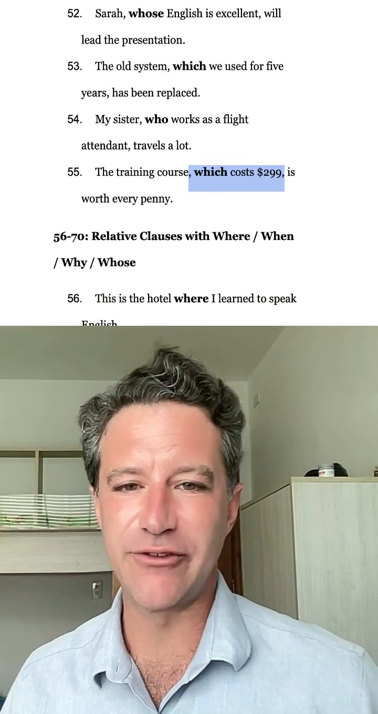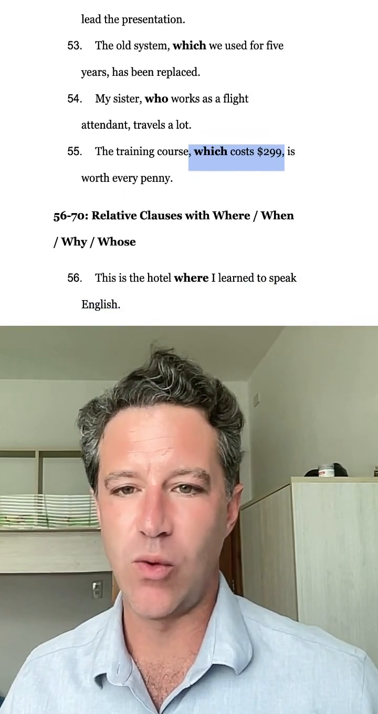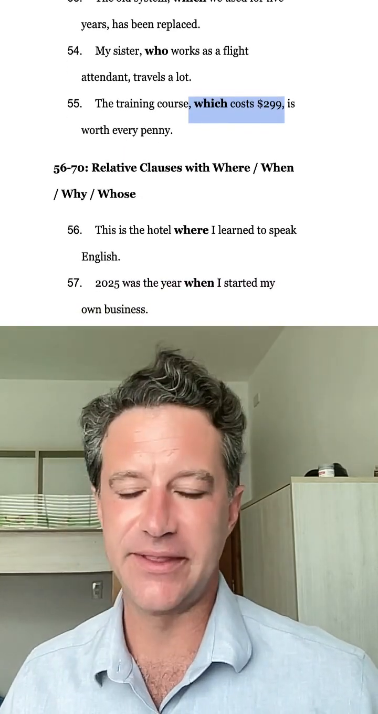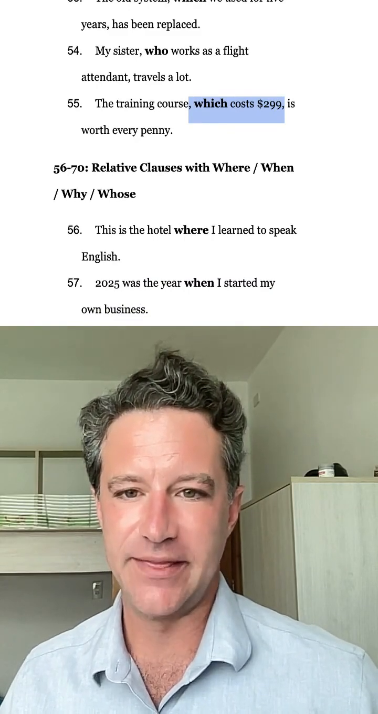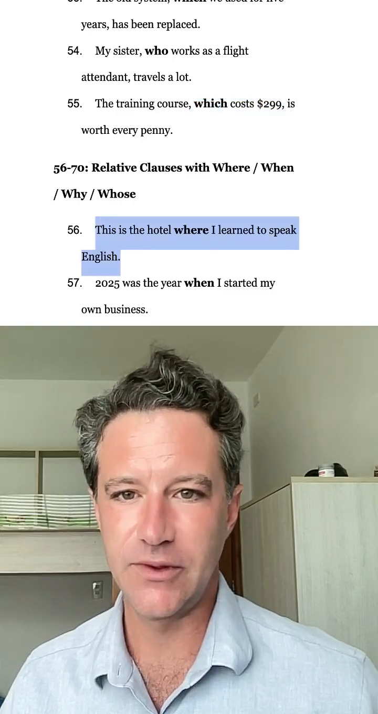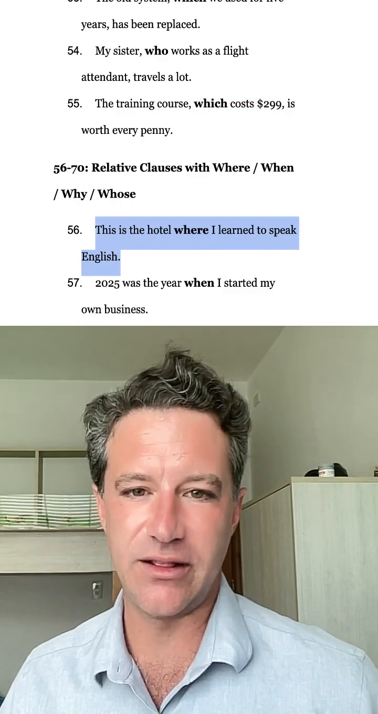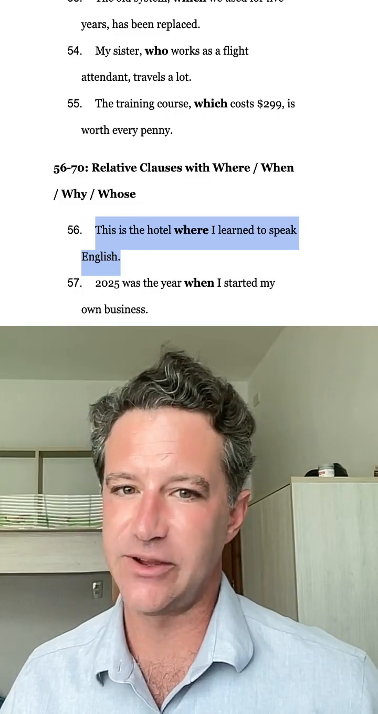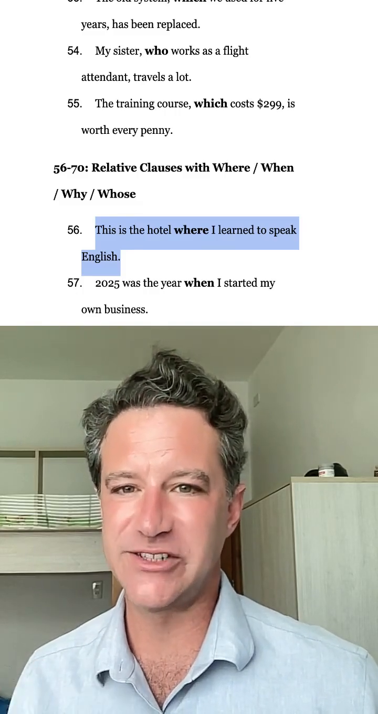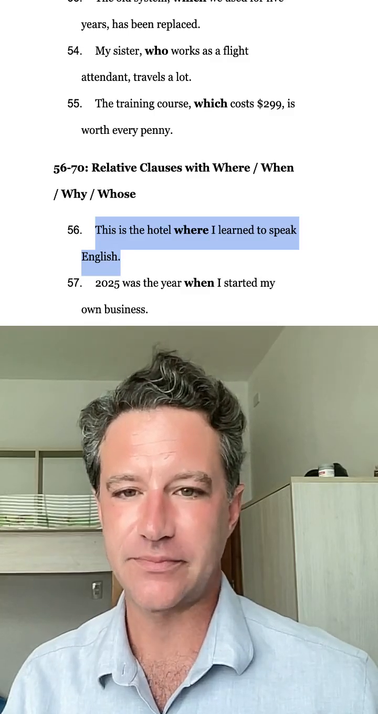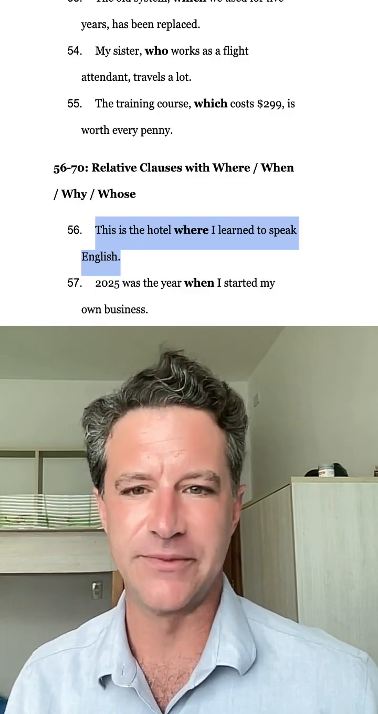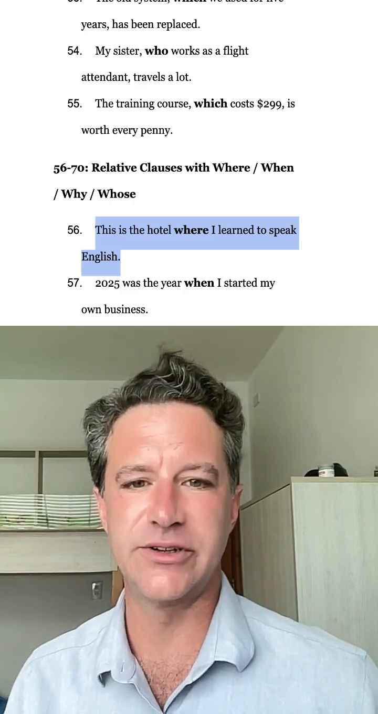Let's move on. Relative clauses with where, when, why, or whose. I hope that I can explain this okay. This is the hotel where I learned to speak English. This is the hotel, you cannot say that in this one. This is the hotel that I learned to speak English, because we're talking about a place, right? We must use where. The hotel where I learned to speak. Where did you learn to speak? I learned to speak at this hotel. This is the hotel where I learned to speak English.